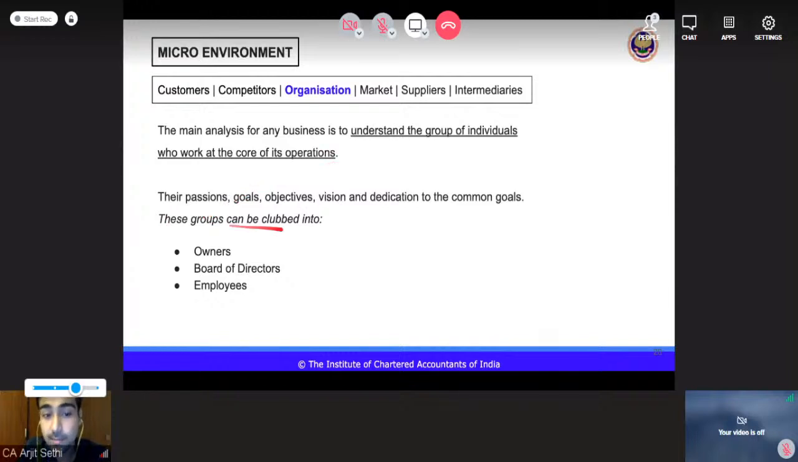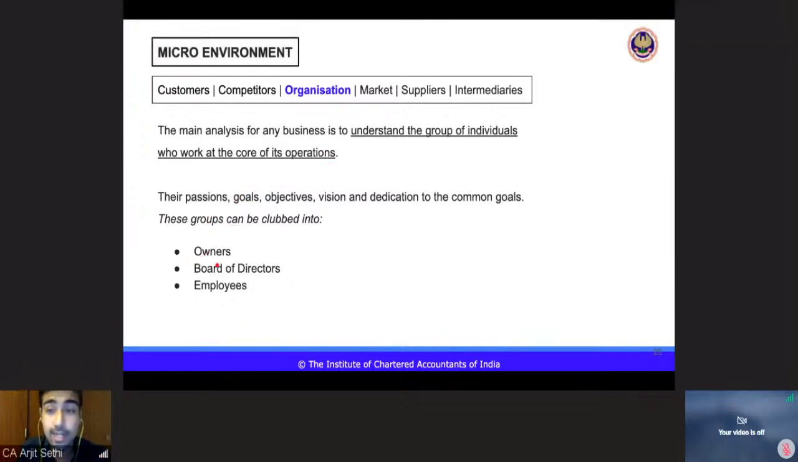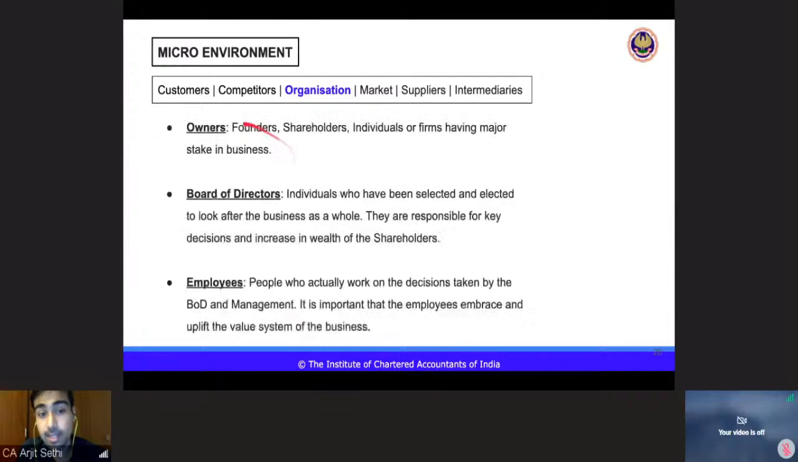So these groups can be clubbed into owners, board of directors, and employees. What are owners? Owners are the founders, the shareholders, the individuals of firms having a major percentage stake. Stake means share, having a major stake or share in the business.